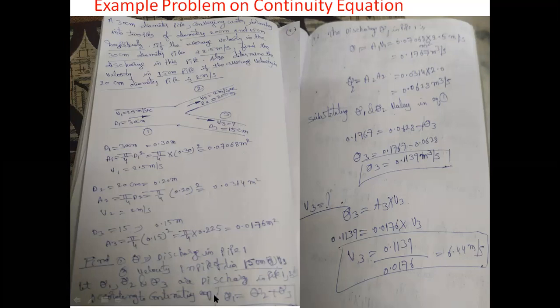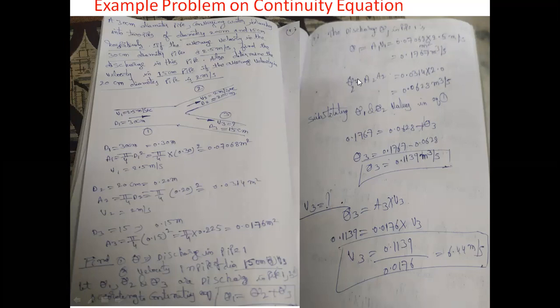According to the continuity equation, Q1 equals Q2 plus Q3. Based on that, the discharge in pipe 1 is Q1 equals A1 into V1. Find out the Q1 value. Q1 equals area into velocity in pipe 1, which is 0.07068 into 2.5 meters per second. Q1 equals 0.1767 meter cube per second.